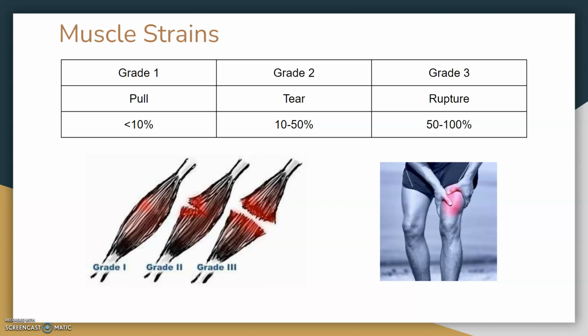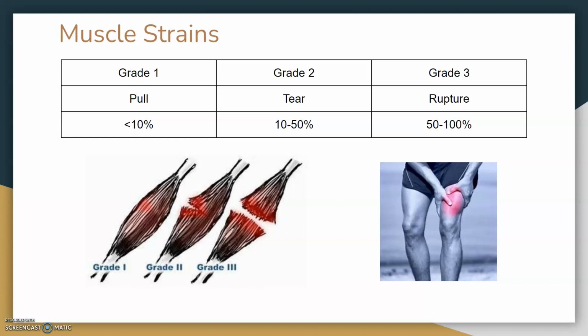Moving on, grade 2 is a tear of the muscle. This is where 10 to 50% of the muscle fibres are affected. This can be a lot more painful and be slightly more noticeable due to bruising and swelling of the area. This will put the athlete out for up to 3 months.